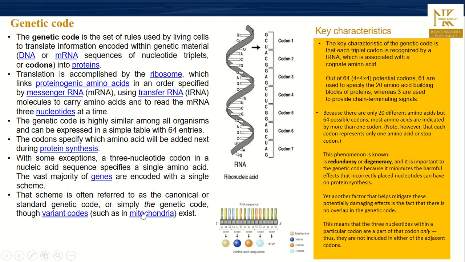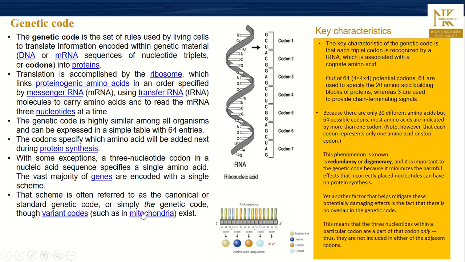Now, out of 64 potential codons, 61 are used to specify the 20 amino acid building blocks of protein, whereas 3 are used to provide chain terminating signals. For students of biology, we all know that there are 20 amino acids in living cells. These 20 amino acids are formulated with this particular formula, which is the genetic code.